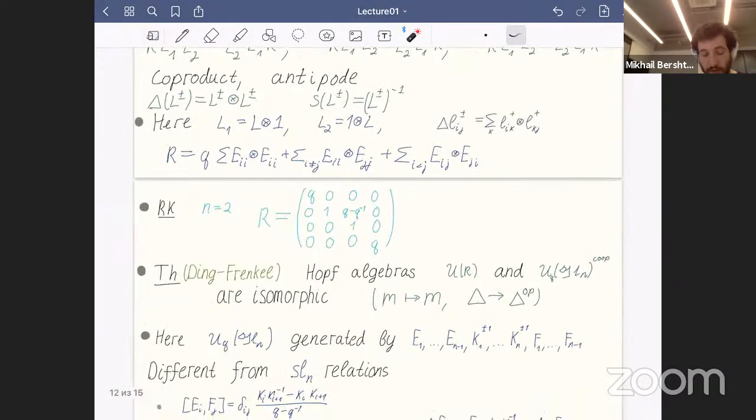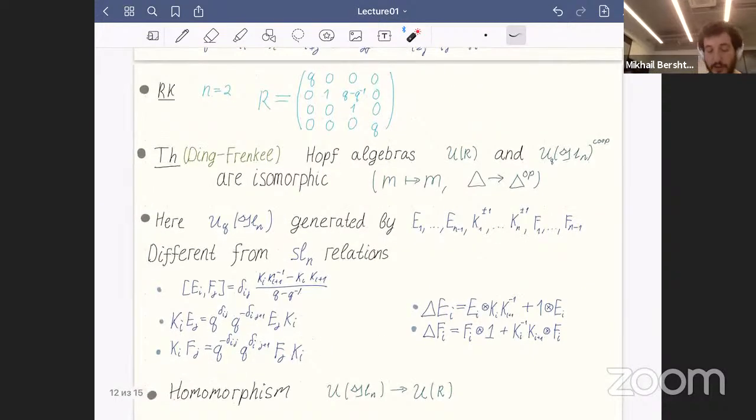for this algebra, and the theorem is that this algebra U of R is isomorphic to the quantum group which I defined before, up to the fact that it will be another coproduct, not delta but delta opposite. And also up to the fact that here we have not SLN but GLN. In principle, I can add that the determinant is equal to one and it will be SLN, but I wrote it in terms of GLN. The difference between SLN and GLN is that now we have K, not n minus 1 K's, but n, one more K.